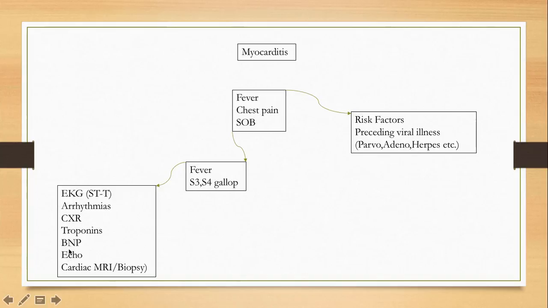Now you can also draw BNP levels, which is brain natriuretic peptide levels. These will be high, showing failure. Then echocardiogram will show wall motion abnormality because of the myocardial involvement, and that's how you can make the diagnosis. The final diagnosis, or the gold standard diagnosis, really is the biopsy. You can also do MRI, but biopsy will really tell you that there is myocarditis.